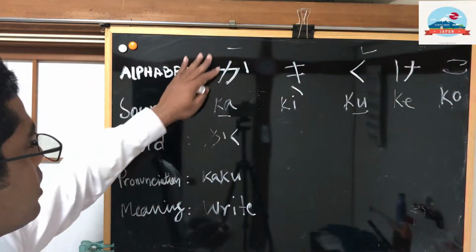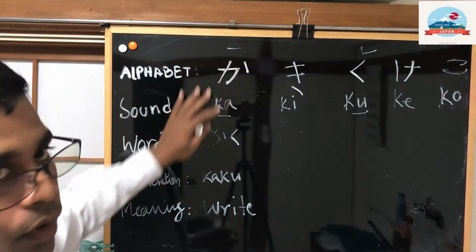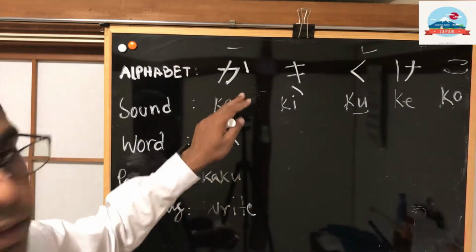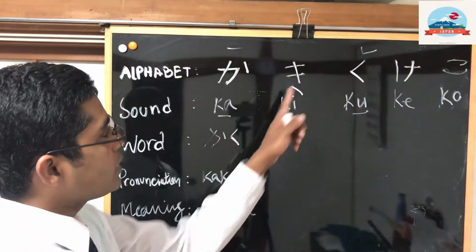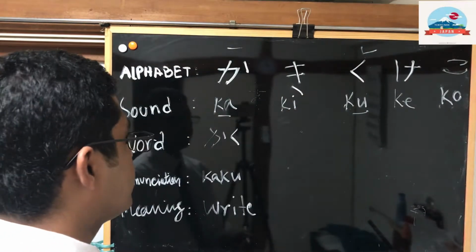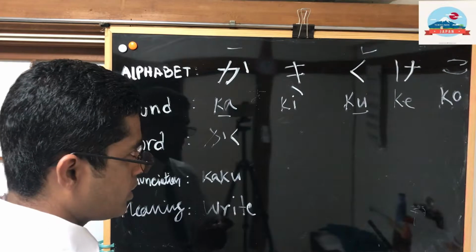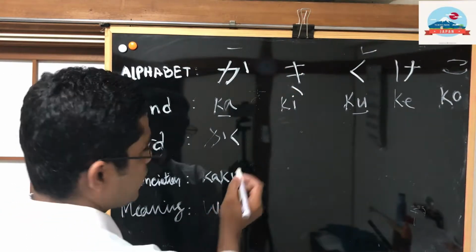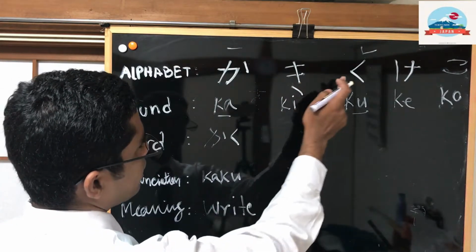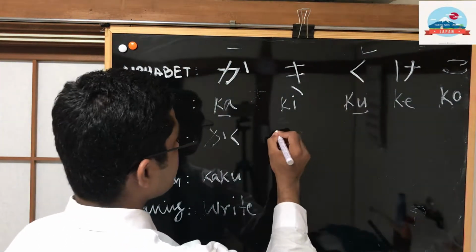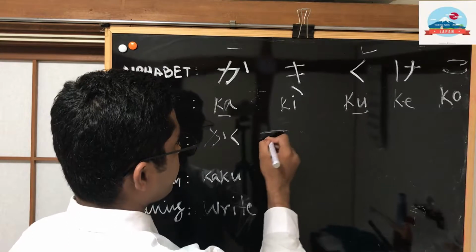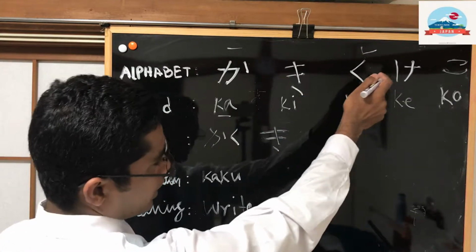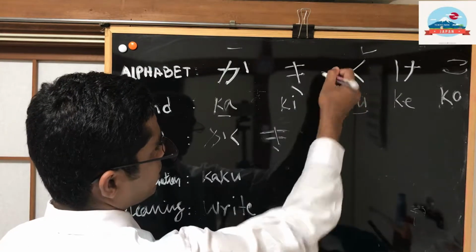Watashi wa ka wo kakimasu. I write the ka alphabet. Then ki. By this ki we'll write a word, ki. This ki alphabet and the next alphabet, ku.